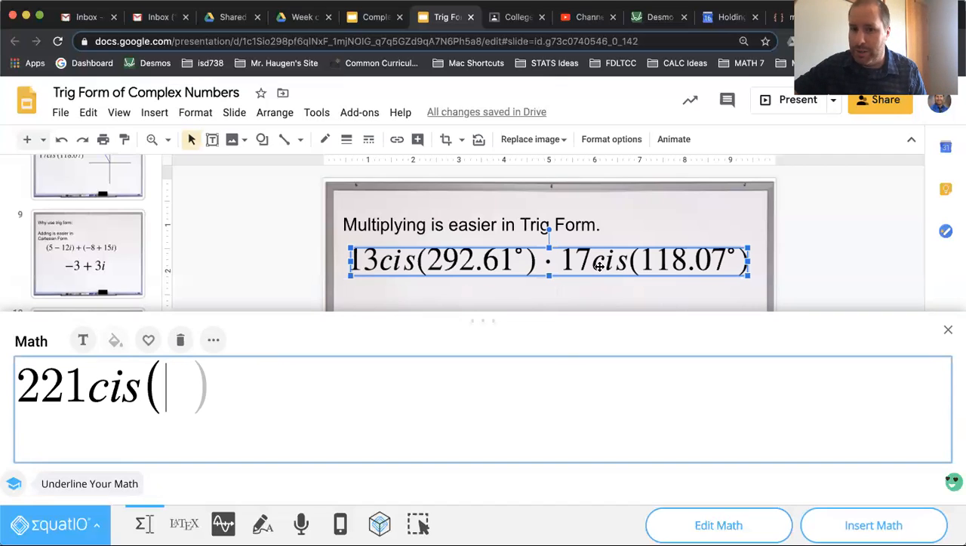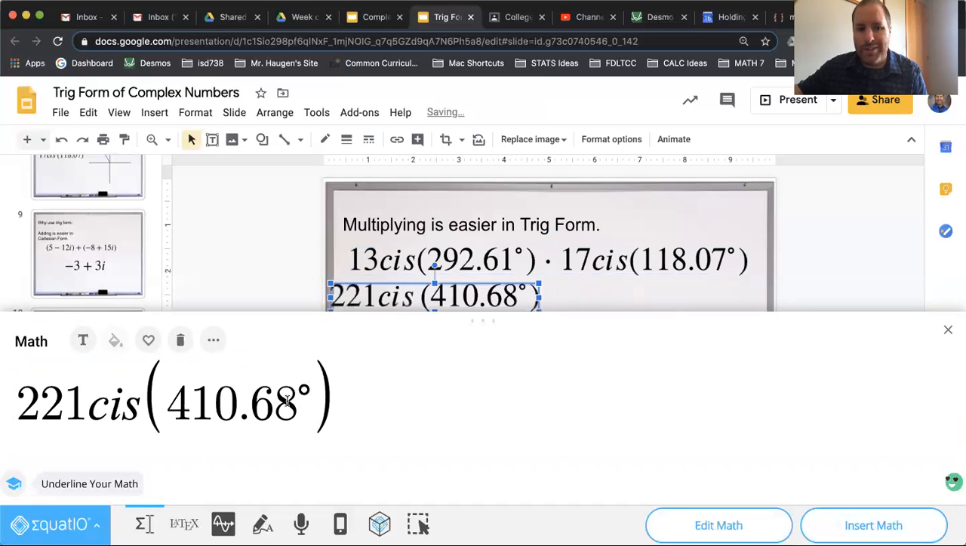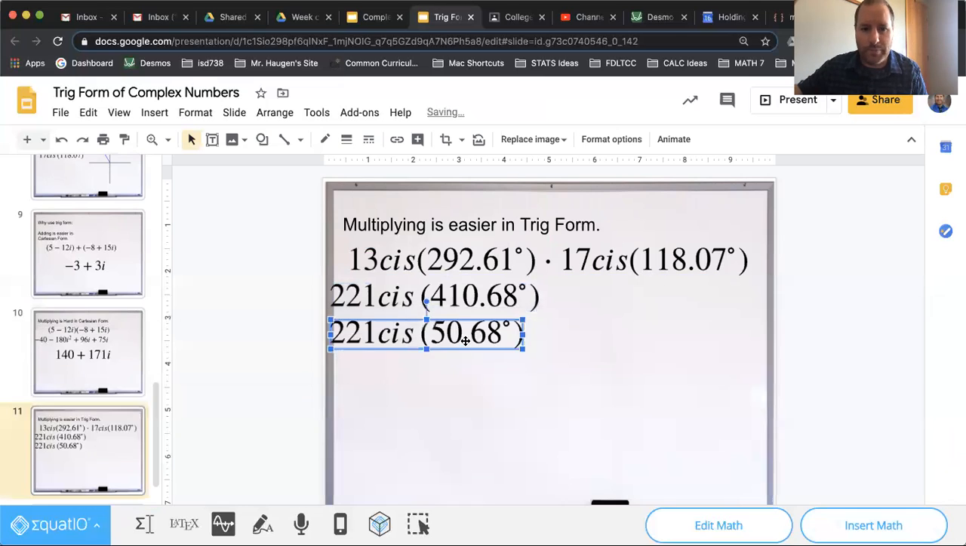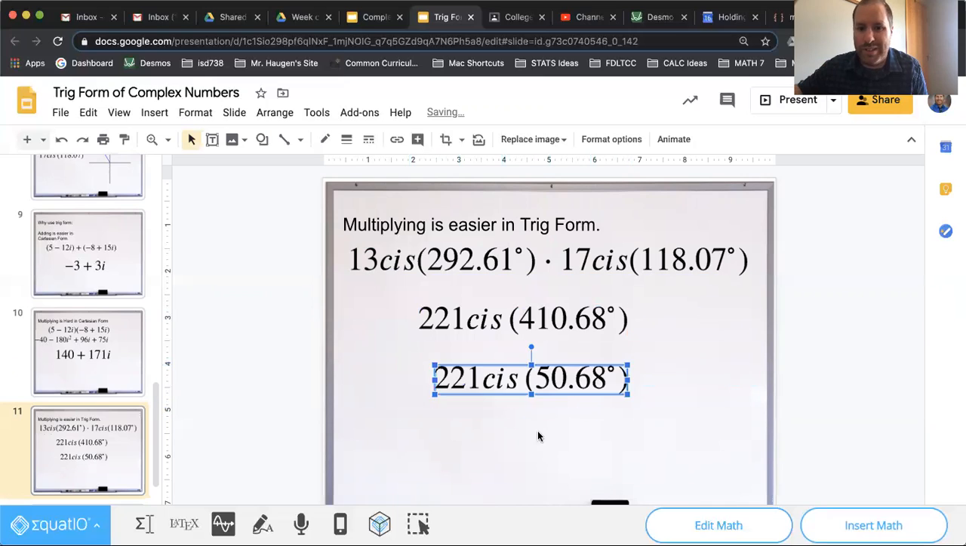So actually we could just take 292.61 and add it to 118.07. And that's 410.68, right? I mean, that's what we have there. It's that many degrees when all said and done. Now this is bigger than 360. So again, we could say, well, we went all the way around the circle and then a little bit more. So we could remove 360 from that and really say, oh, this is actually just 50.68 in that case. So that is a heck of a lot faster. And now we are essentially done.